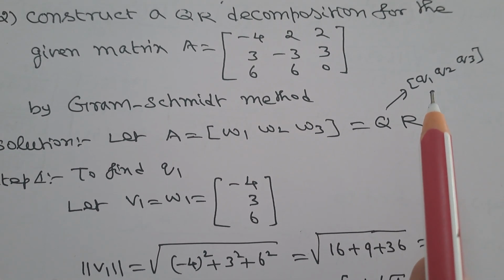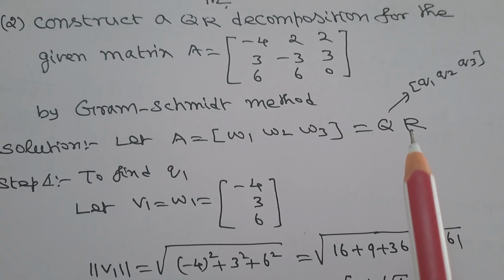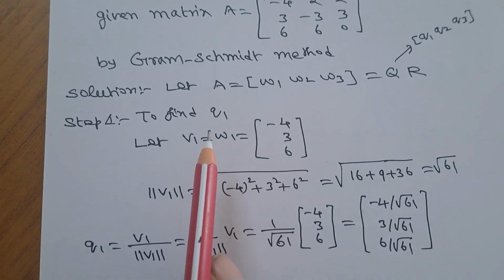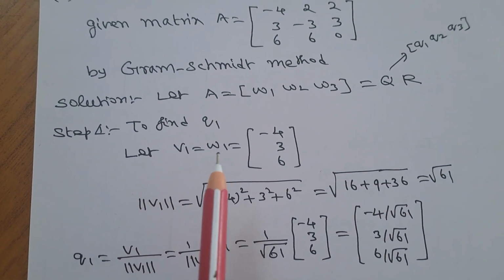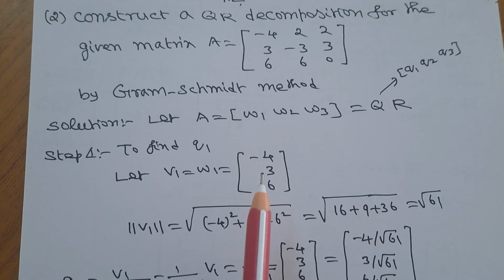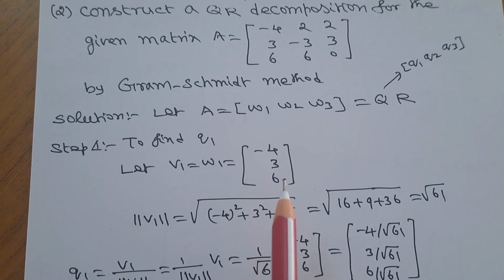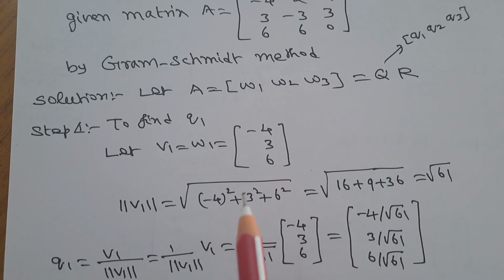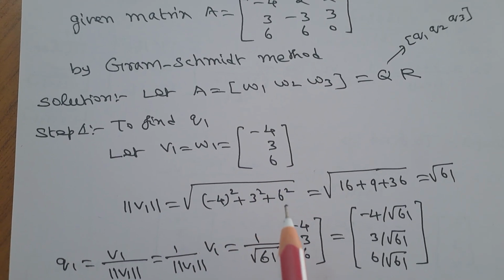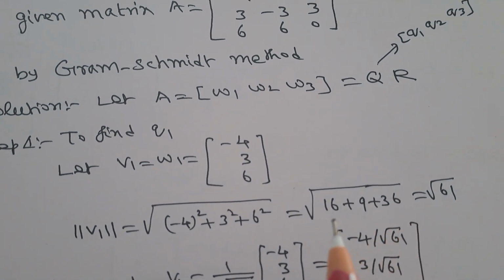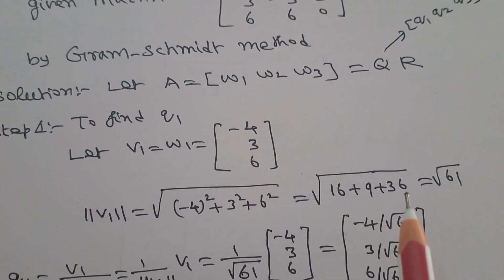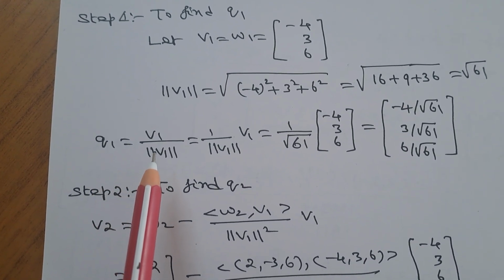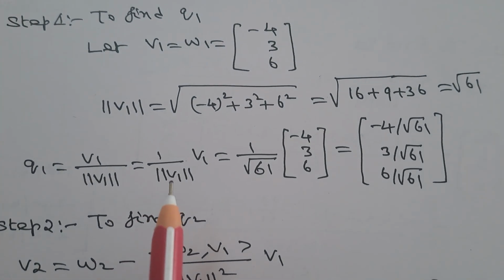Q is nothing but [Q1, Q2, Q3]. R is the upper triangular matrix. Step 1, to find Q1. First, let V1 equal W1, the first column of the given matrix A, which is (-4, 3, 6). The norm of V1 is the square root of (-4) squared plus 3 squared plus 6 squared, that is the square root of 16 plus 9 plus 36, which is the square root of 61.